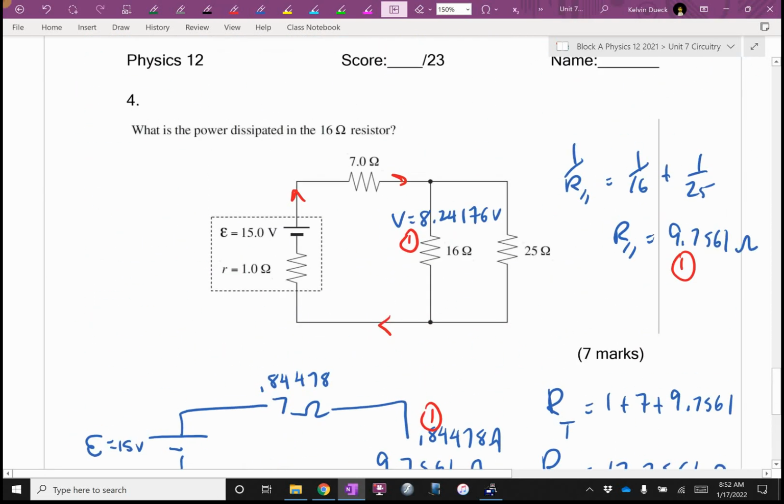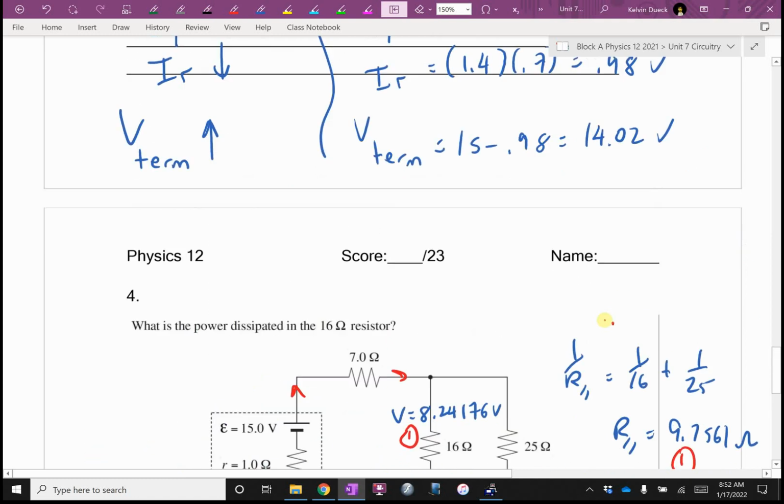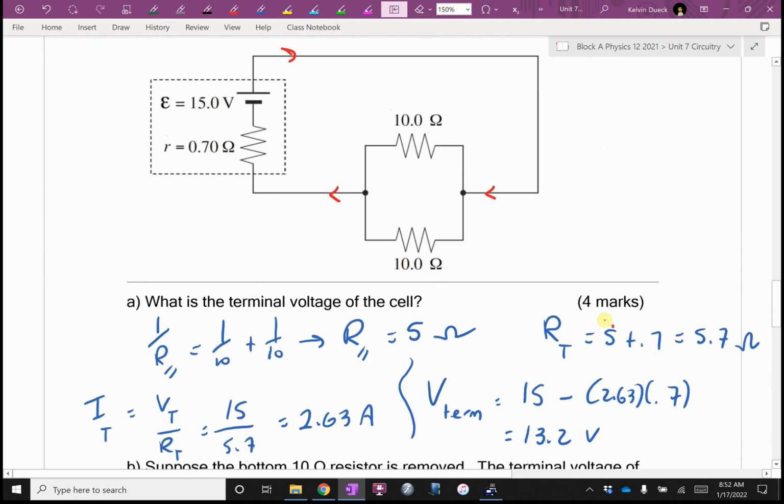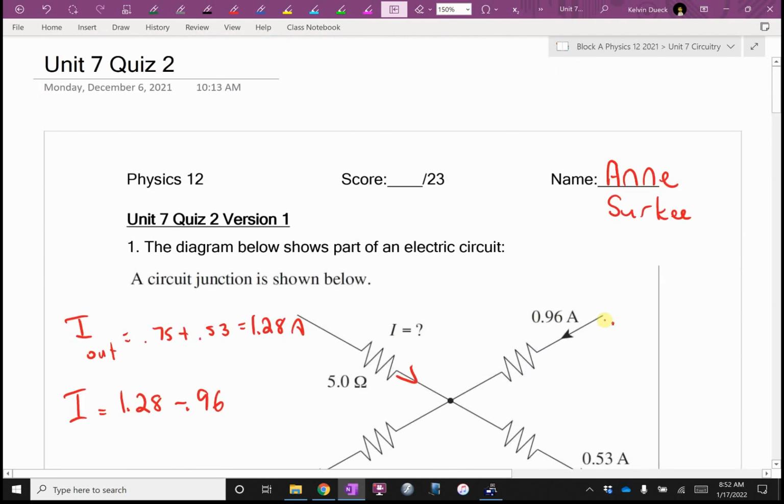That's a fairly challenging one. I would consider that along the upper level of difficulty of what I'm going to be throwing at you. But it is fair game. So if you got it right, good for you. Can you give yourself a lovely score out of 23, please?